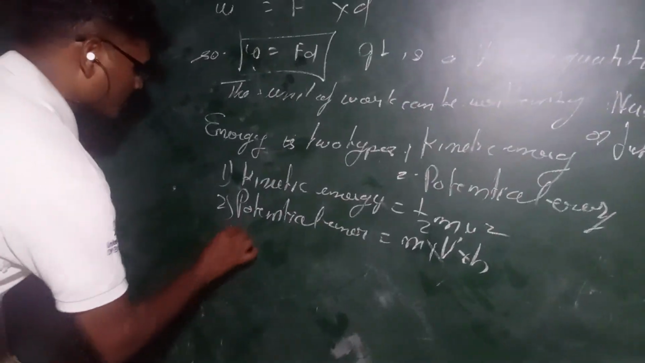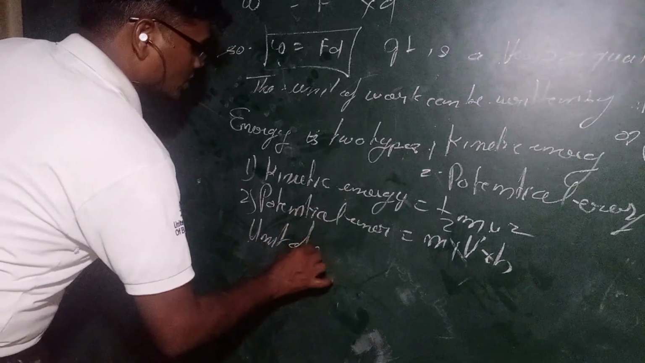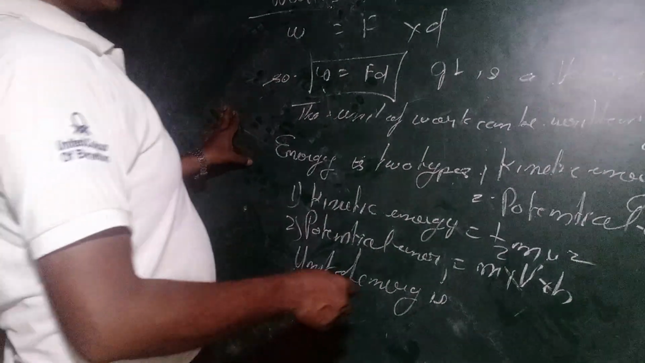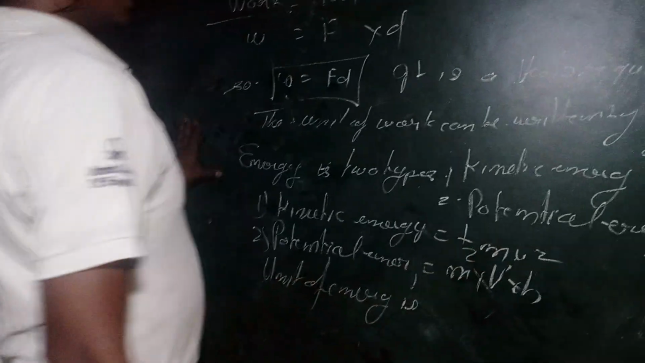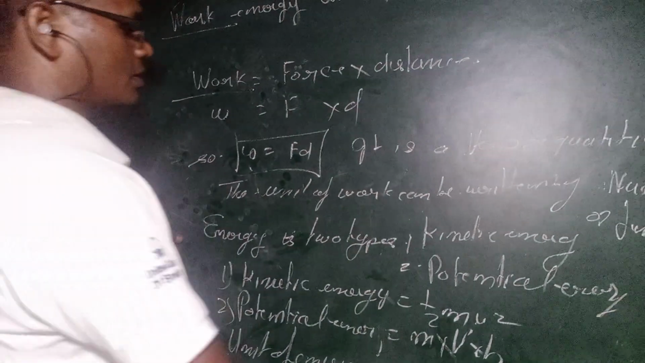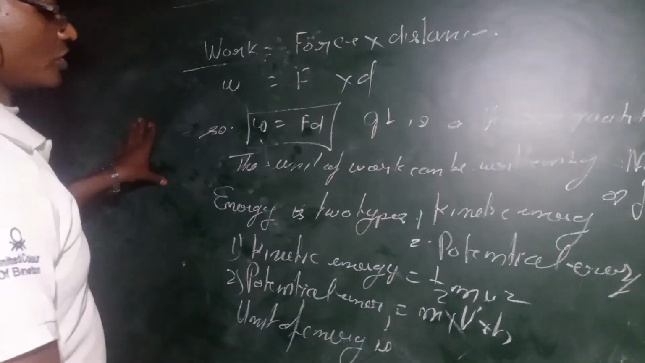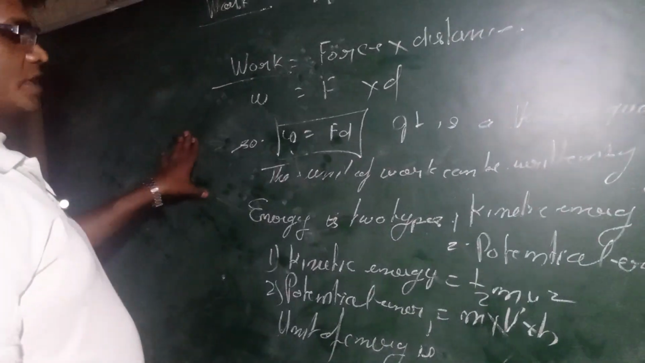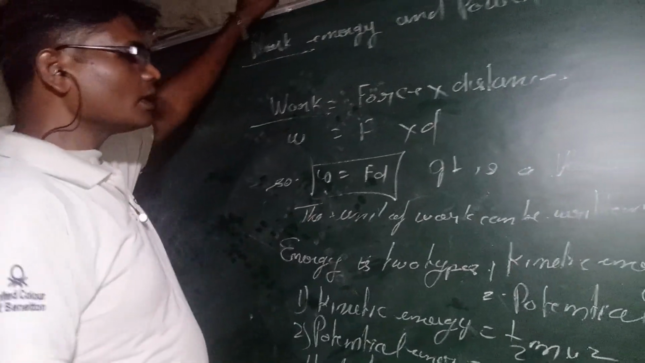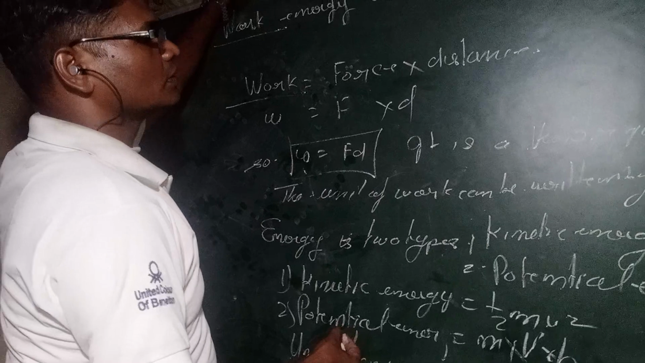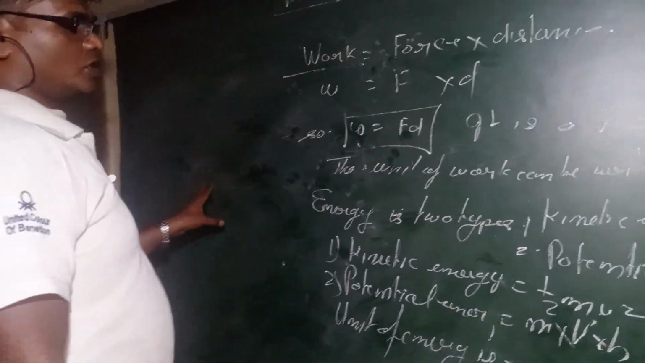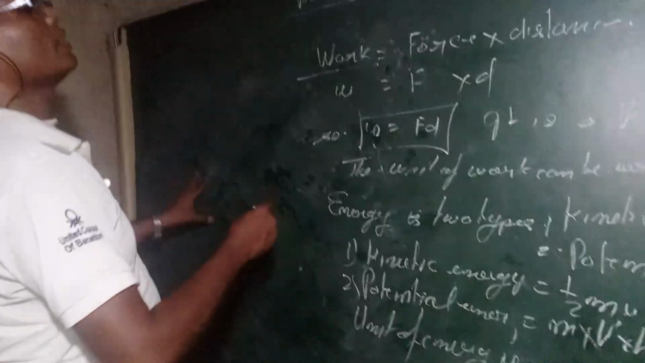The unit of energy is here: mass, velocity and kilometer. m v square, v square is meter per second. Kilometer and meter per second can be written as meter per second square. And energy we can write in the form of m g into h.